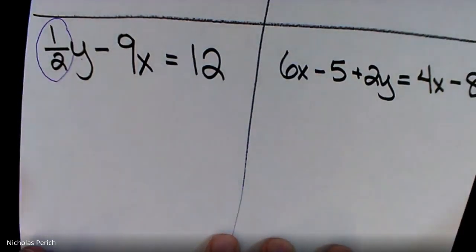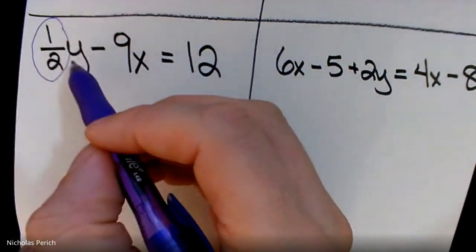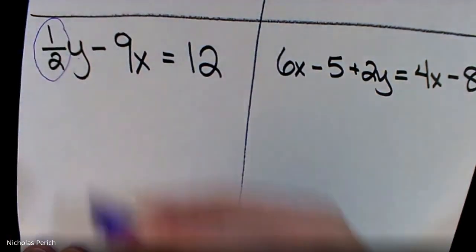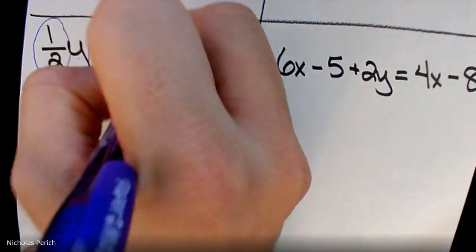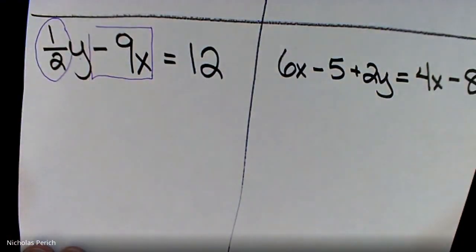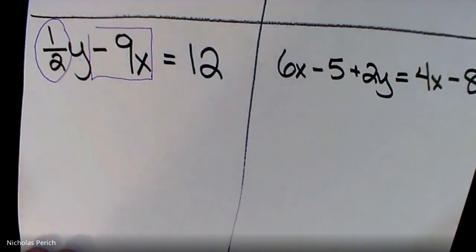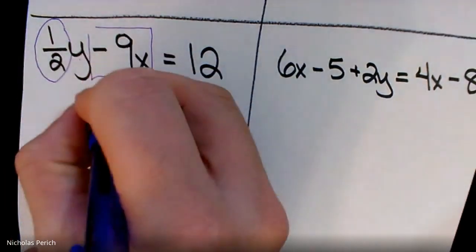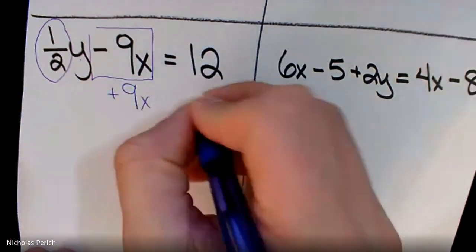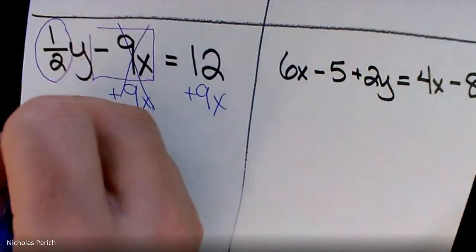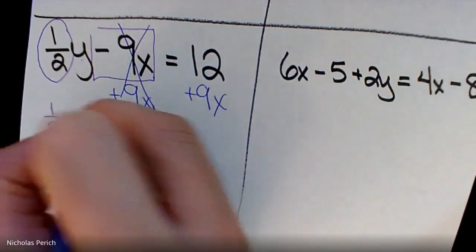Okay. Is y all by itself? No. I circled 1/2 because 1/2 is attached to y. Negative 9x is just floating around. Which one do I get rid of first? The 1/2 or the negative 9x? The negative 9x because it's floating around. How do I get rid of it? Add 9x. Cross you out. Drop down the 1/2 y equals.